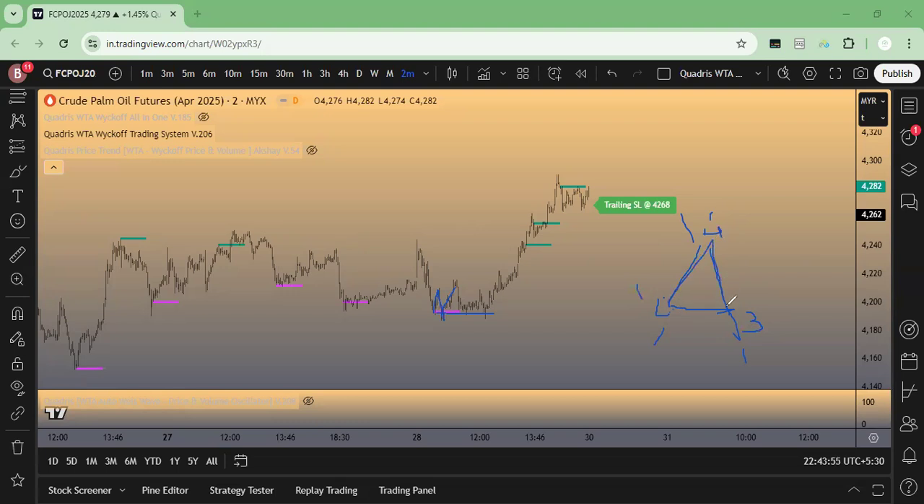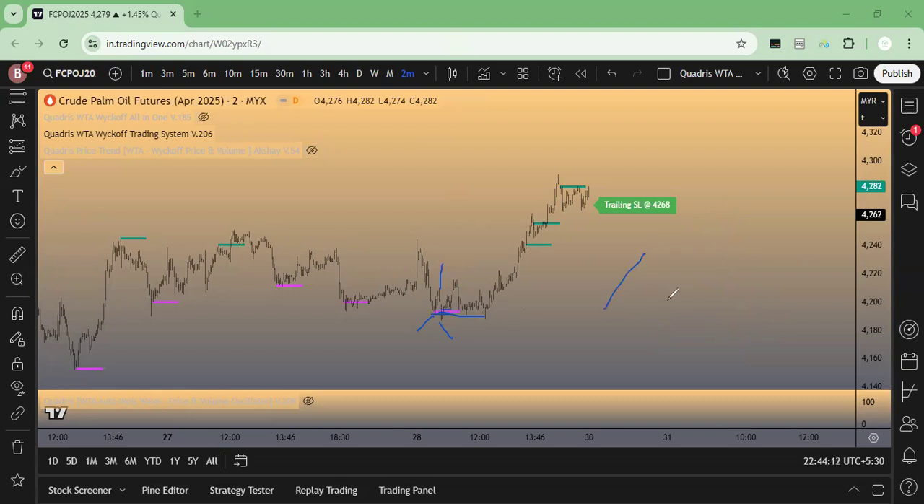So we require three pivot points to assess whether it is a swing or not. So here we have first pivot, second pivot, third pivot. So this is an official pullback. So you can initiate a trade.